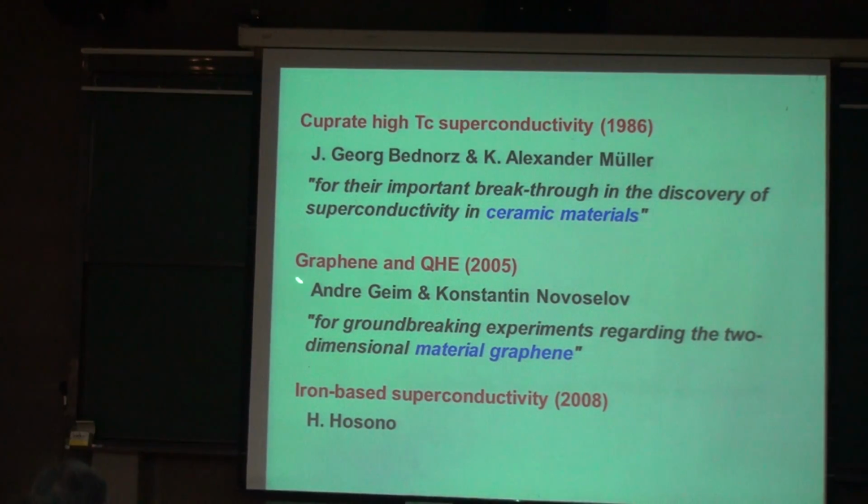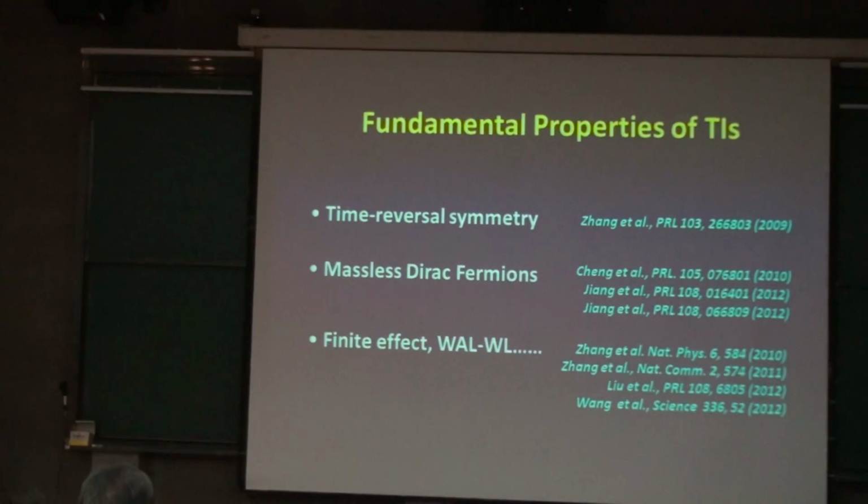This is graphene. If you look at the citation for the Nobel Prize, it says for groundbreaking experiments regarding the two-dimensional material graphene. Of course, the important thing is that the second year we discovered this half-integer quantum Hall effect. But basically, material is very important. So, of course, I just emphasize this point.